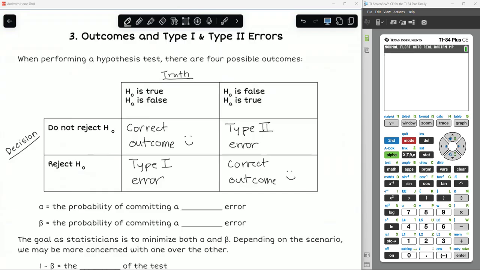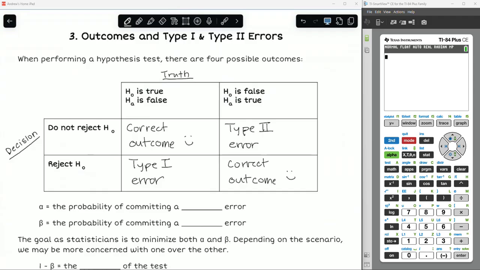I failed to reject the null, and the null is in fact true, meaning I shouldn't reject it. That's good. I reject the null when the null is false. I should. That's correct. As statisticians, I'm interested in the likelihood that I commit those errors. How likely is it that I make the incorrect decision?